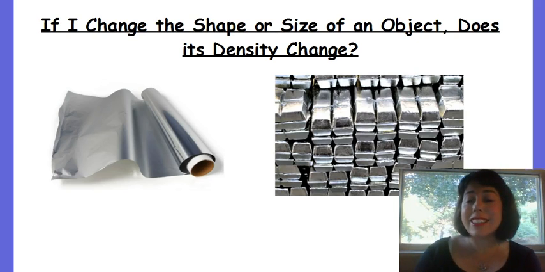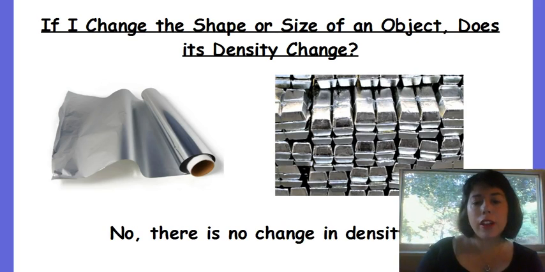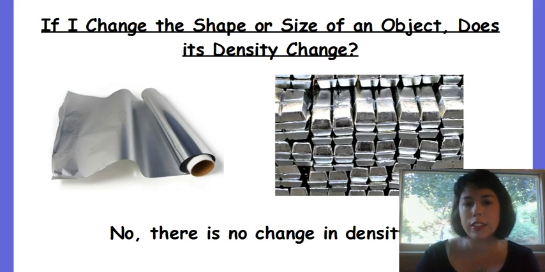You might be inclined to say the bars of aluminum, but since they're made of the same substance, there's no change in density. They will have the same ratio of mass to volume, so they have the same amount of matter in a given space.